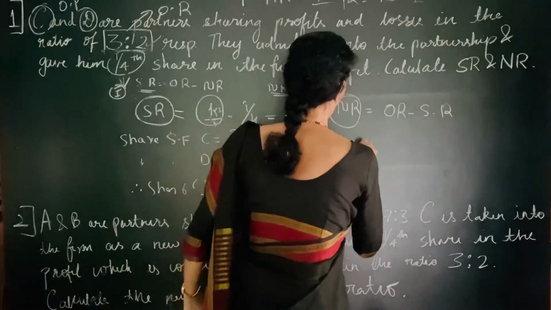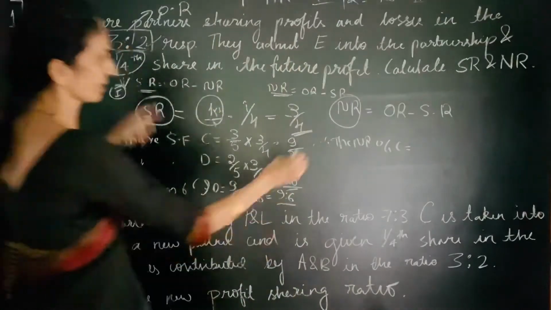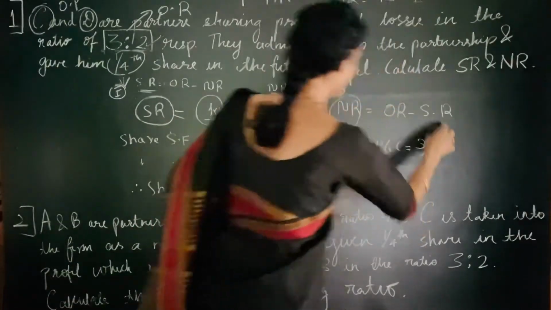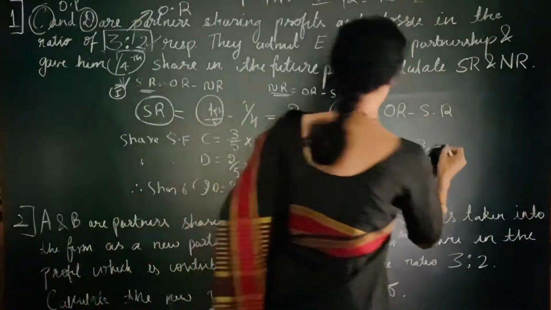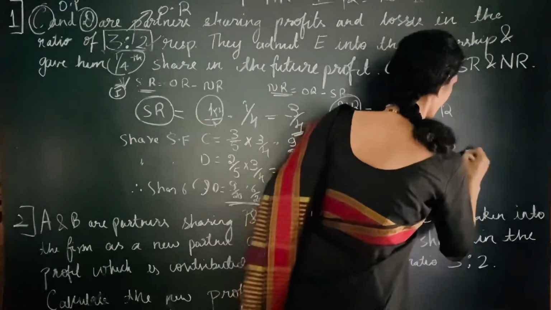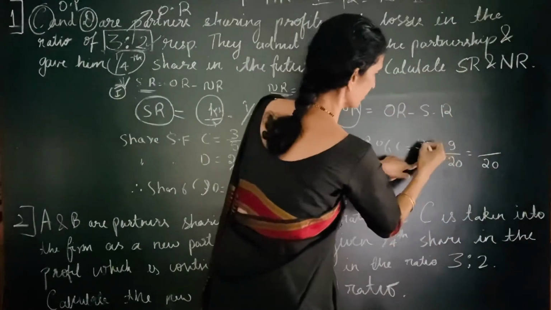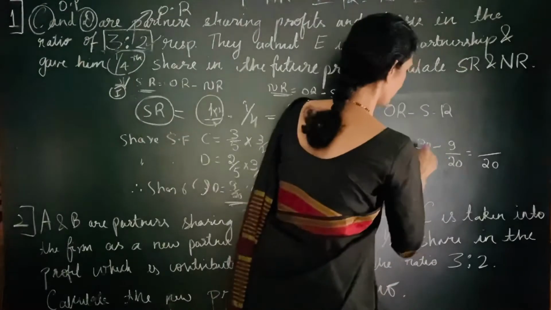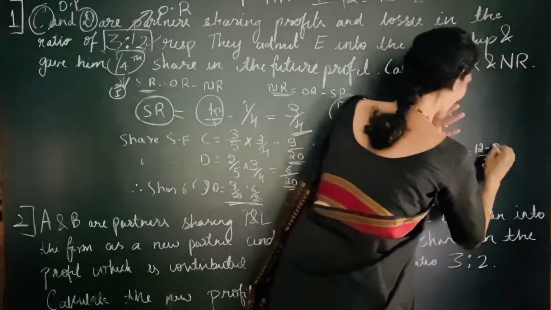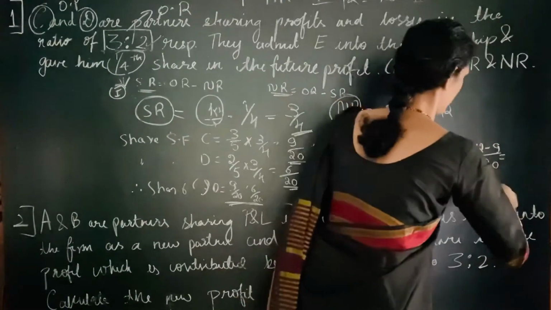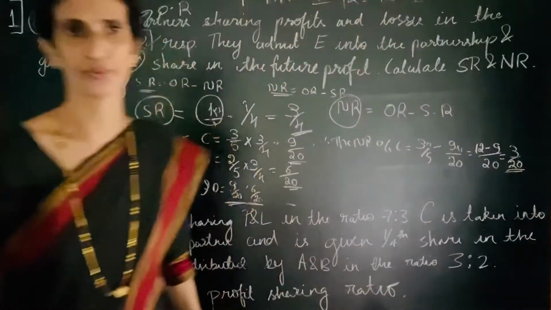Therefore, the new ratio of the first partner, C, is equal to his old ratio, 3 by 5, minus his sacrifice ratio, take this also, 9 by 20. Then it is easy. Here 20 is 5 four times, so multiply by 4. So 4 into 3, 12, minus 9 into 1, 9. That is 3 by 20.